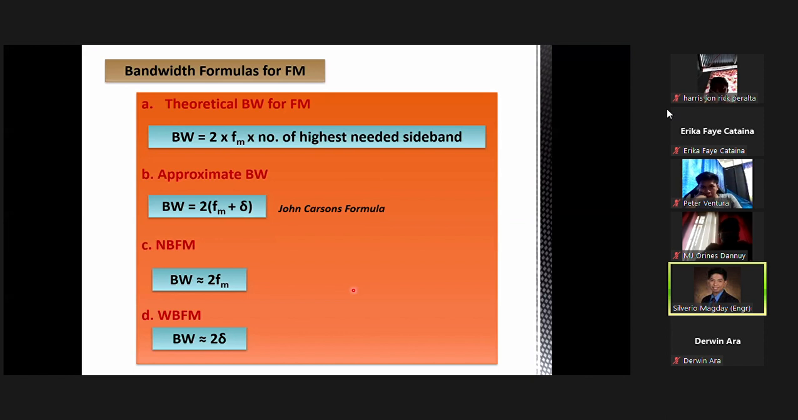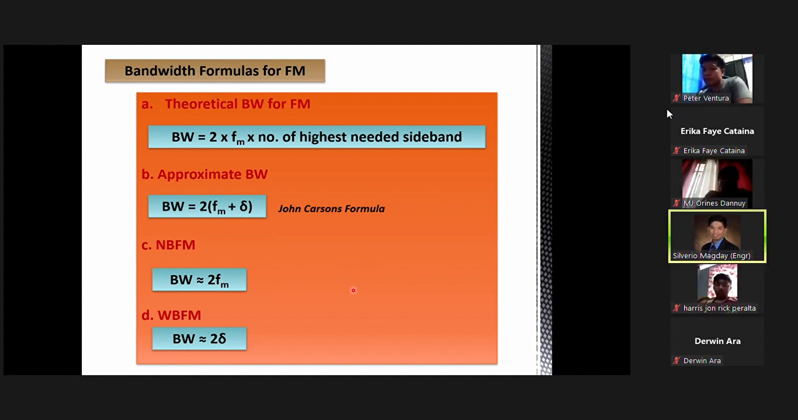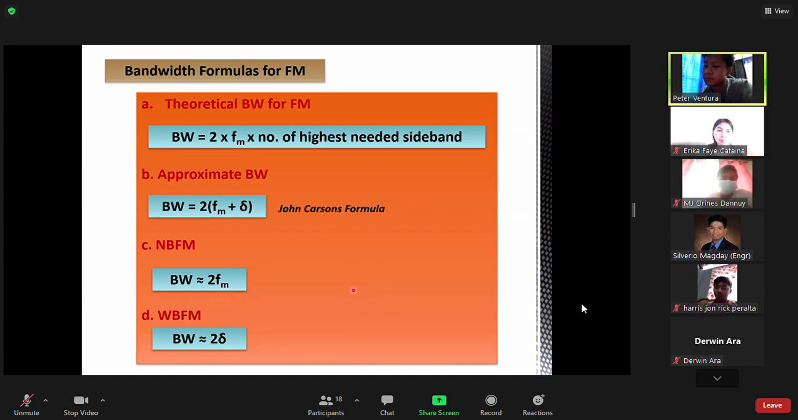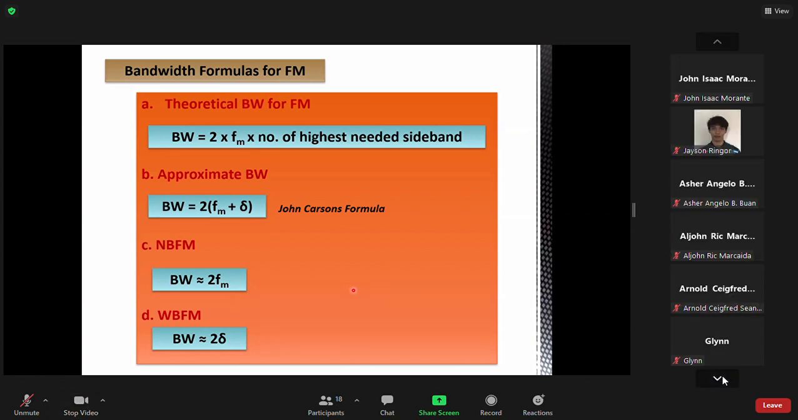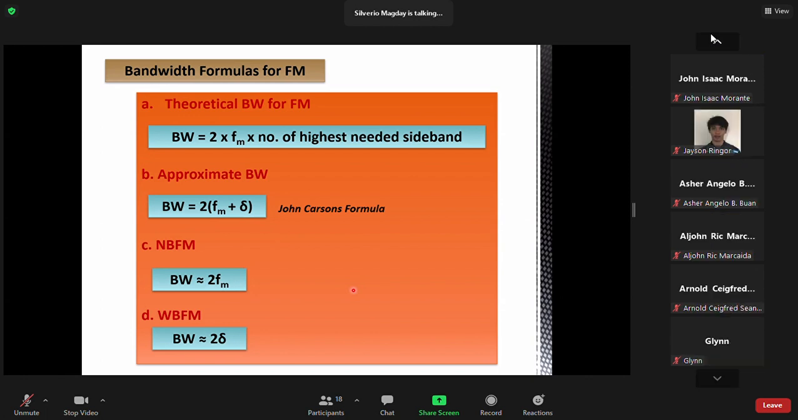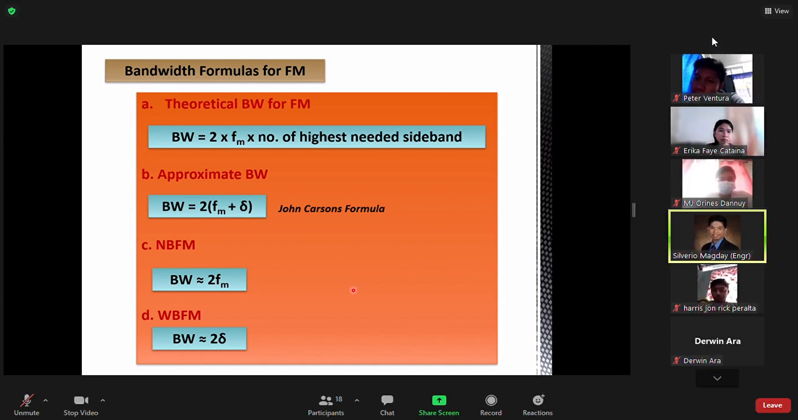Okay, how about bandwidth formulas for frequency modulation? Okay pa kayo? Hi guys. Review naman to. You can go back to the calculations. Ibibigay ko naman sa inyo lahat to in the file, since we have 2 more PowerPoints. Napagdaanan niyo naman na to, Peter, yung mga examples.